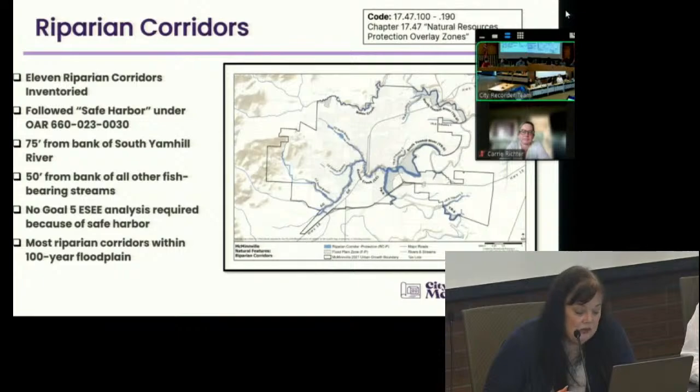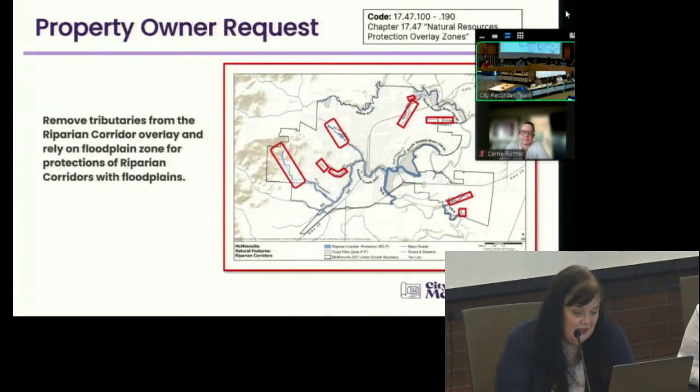Most riparian corridors, for you to know, are in our 100-year floodplain, and that's important, and I'll tell you why that's important. But when we were going through recently, in the last couple years, as we started getting more refined in this program, we got property owner requests for looking at removing what we call tributaries from the riparian corridor overlay and just relying on the floodplain zone.